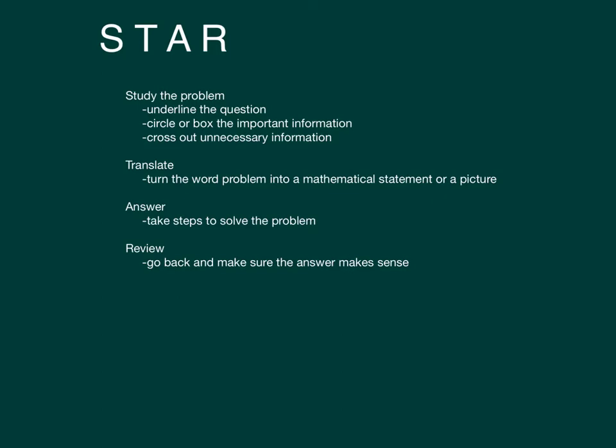The next step is to translate. We're going to turn the problem into a mathematical statement or a picture, something that helps us understand it better and something that can move us towards solving it. Once we've translated it and we have it written as a mathematical statement or a picture, then we're actually going to take some steps to solve the problem. That's what the A stands for. We're looking for the answer.